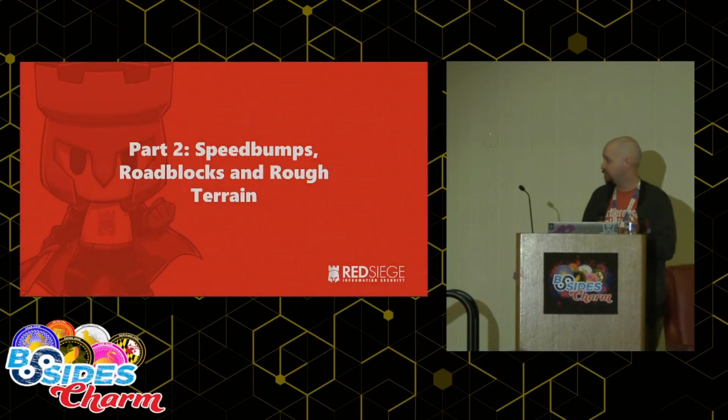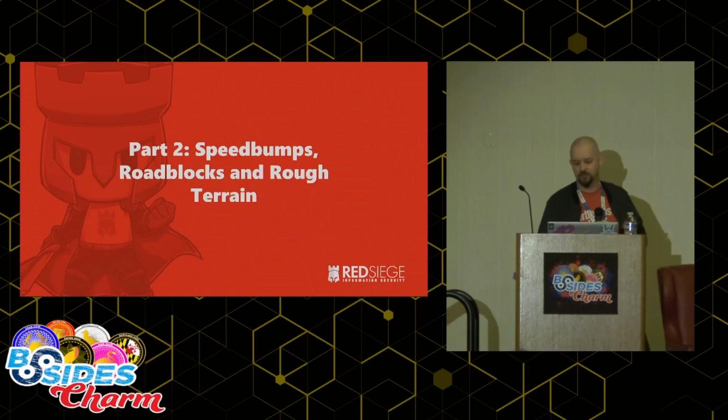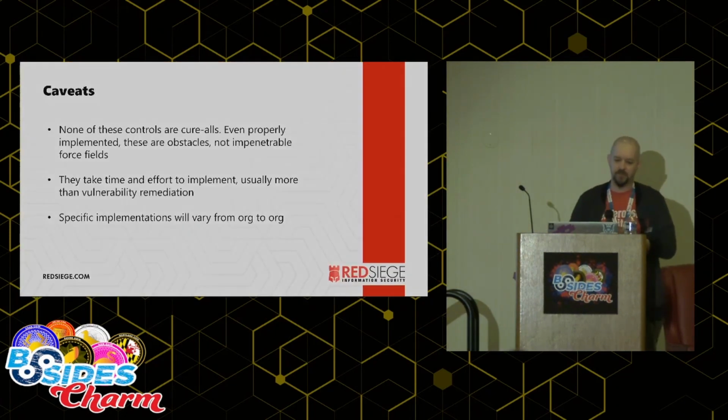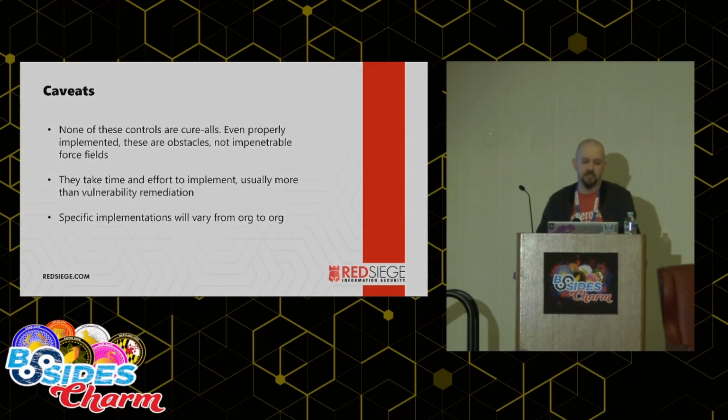All right. Part 2, speed bumps, roadblocks, and rough terrain. These are the ones where there's not a vulnerability. This is hardening your network against me. I will say these are not cure-alls, these are not panaceas, these are obstacles, not force fields.